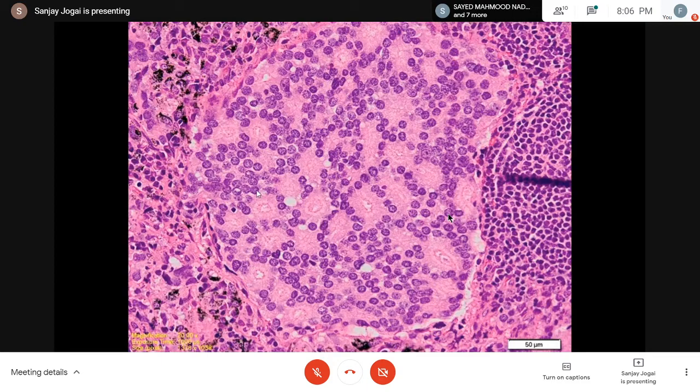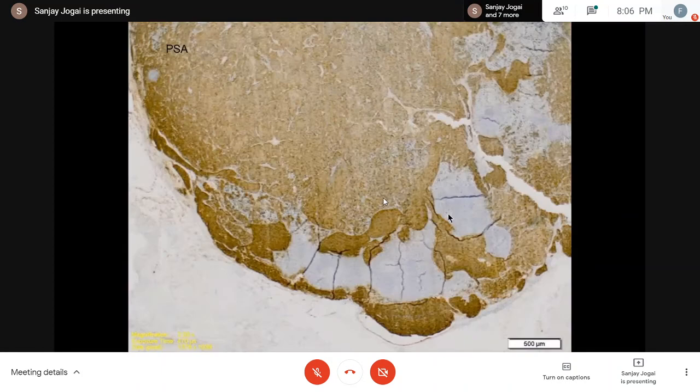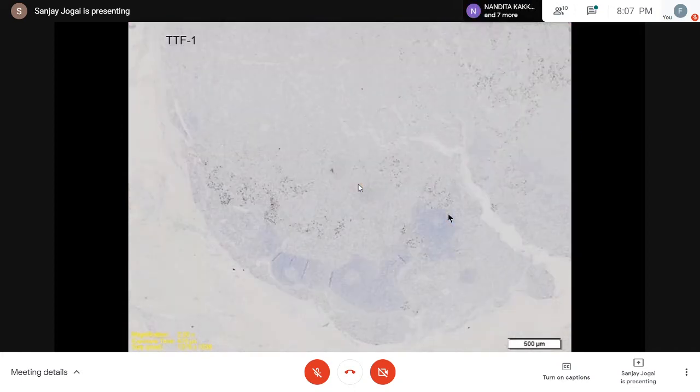The plot thickens. So is this something else? Are there two things going on? And lo and behold, this is the prostate-specific antigen. So this is PSA on that lymph node, which is completely replaced by a prostatic adenocarcinoma. Okay, so I was quite perplexed. What's happening here? Because the lung was clearly an adenocarcinoma. So I thought, have I missed something? So I went back to the lung, took more blocks. Before that, I did a TTF1 on the lymph node, clearly negative.